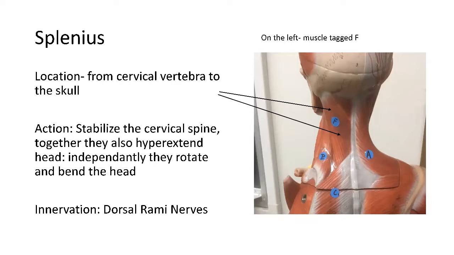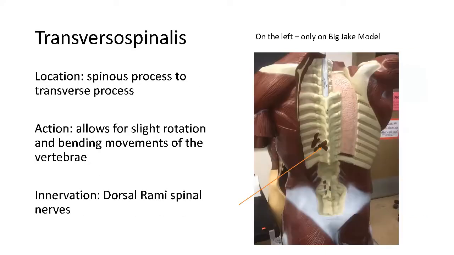Splenius, the name means splint. Its whole job is to hold the cervical spine together. It holds things together. So it is from the cervical vertebra to the skull. The action is to stabilize the cervical spine, but also if you pull back on both sides, you'll hyperextend the head, or they will rotate the head. And again, our innervation is the dorsal rami nerves. So here it is from the skull down to the vertebra. So that is splenius.